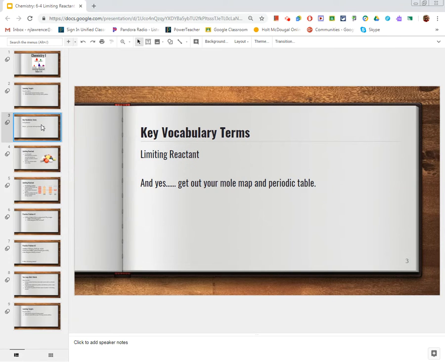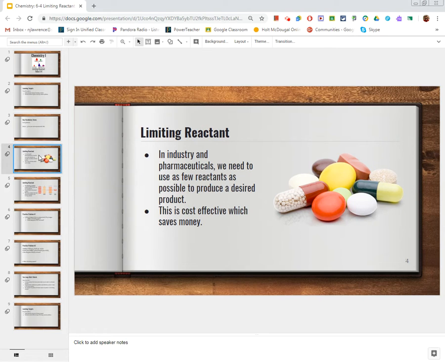So as we get started, there's only one key vocabulary term you need to know. That's limiting reactant. And yes, you will need your mole map, periodic table, and of course the video notes. Go ahead and grab a pencil while you're at it, and let's get started and re-enter the wonderful world of stoichiometry.